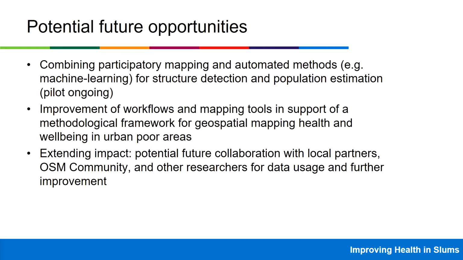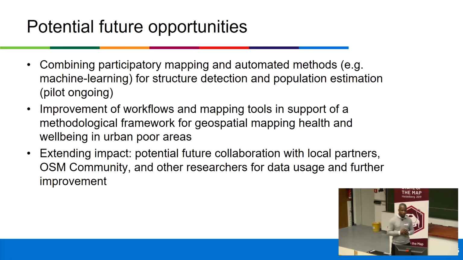In terms of future work or potential future opportunities, we're currently working on combining participatory mapping and automated methods, because now we have some sort of data. We've gone to the ground, we have data, we have also data at stage 2. Just using the satellite imagery, we have data on the ground, verified the data. So this is very interesting when you want to apply machine learning methods, for example.